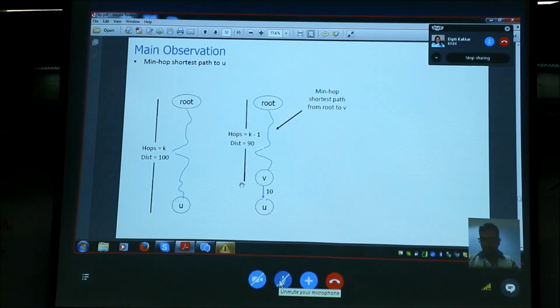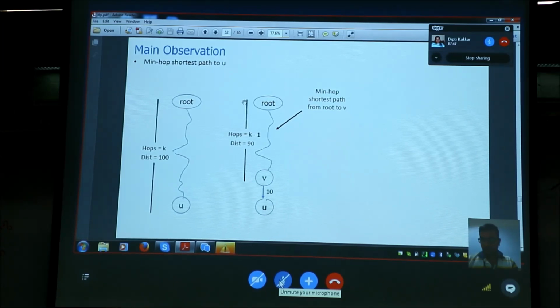Then the distance from root to V is 90. So now, it's simple that this path you are seeing here is actually the shortest path from root to V. And secondly, the number of hops in it is k minus 1. This guy has k hops. This guy has k minus 1 hops. The distance here is 90 because 90 plus 10 is 100. Now, this is the shortest path from root to V, and it is the least hop path from root to V. So that's the observation.